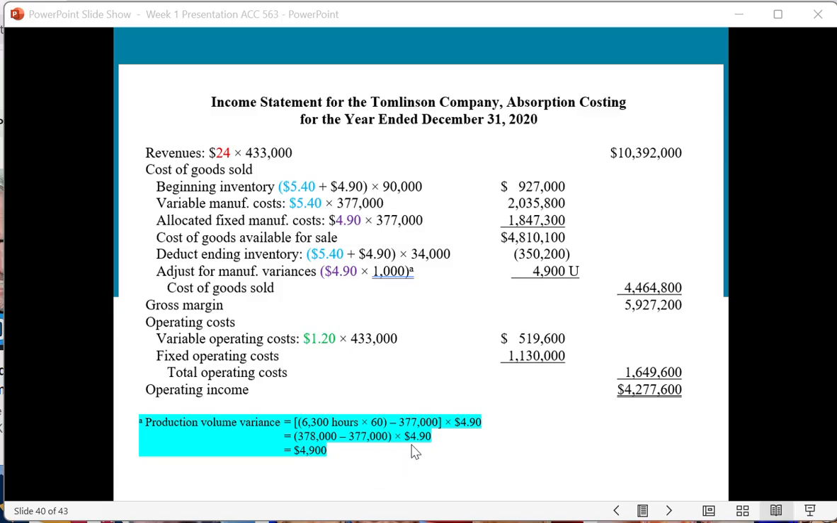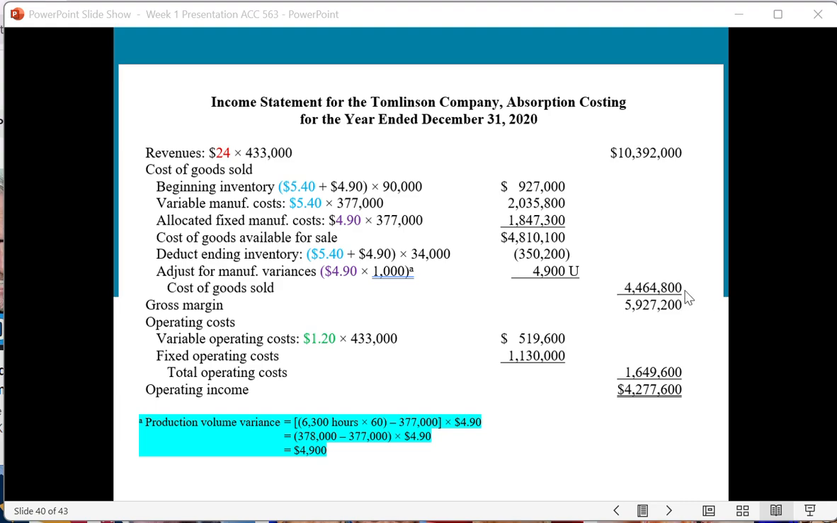Okay, just so you know, how do you figure out what the expected was? The expected was the 6,300 hours at 60 units produced. So we expected to produce 378. That's what we budgeted for. Okay, and we only produced 377. Just so you know. All right.